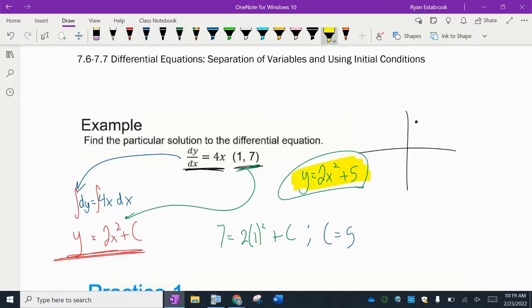This answer satisfies the two requirements, or these two clues we were given. Let me ask you, this yellow answer, what is the derivative of this? What's dy dx equal to? 4x. Check, that's what it's supposed to be equal to. Does the point (1, 7) work on this one? If you plug 1 in for x, does y equal 7? Check. That is our correct answer. So again, this is a very important problem for us to know how to do. Split the variables, integrate, plus c on one side, plug in your value, and you can get the initial equation.